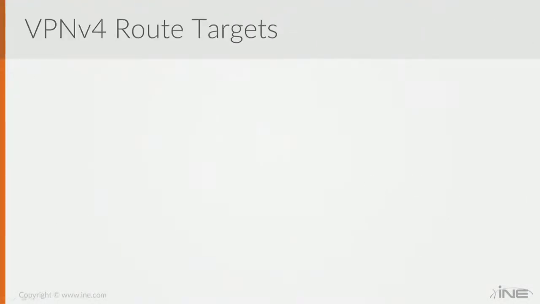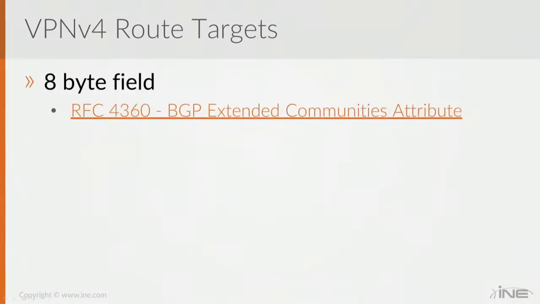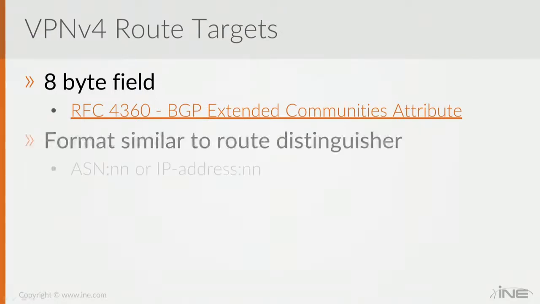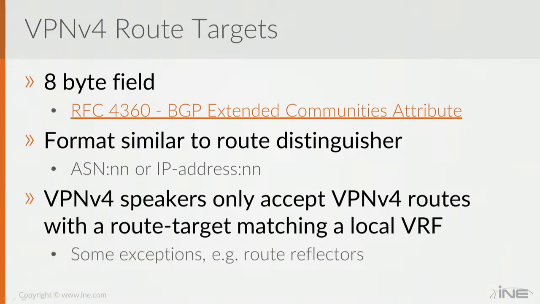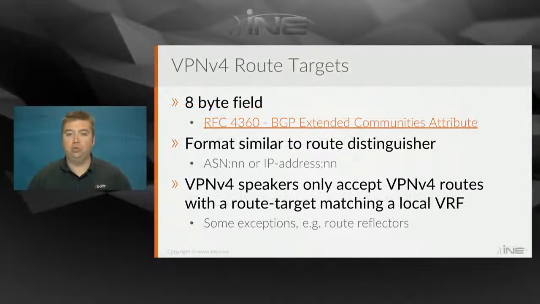Likewise, the reason the route target is confusing is that it's the same type of field. It's an 8-byte field defined as a BGP extended community. The format is similar to the route distinguisher, where we typically have the BGP AS number, colon, a locally significant number, or the IP address of the provider edge router, colon, a locally significant number. Now we'll see that in terms of receiving VPNv4 routes, there is an exception to route filtering, where when you receive an update in, you're only going to accept routes that match a target that is matching your local VRFs. We'll talk about this in more detail later.